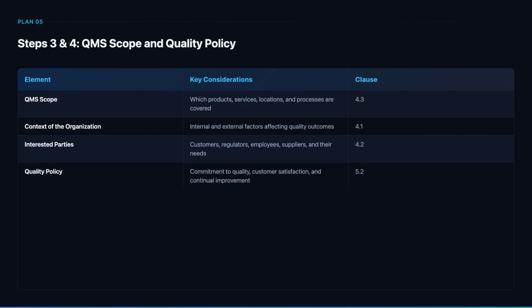The quality policy under Clause 5.2 serves as your guiding document. It must reflect the organization's commitment to quality, customer satisfaction, and continual improvement. Communicate it clearly so everyone understands their role in achieving quality objectives.